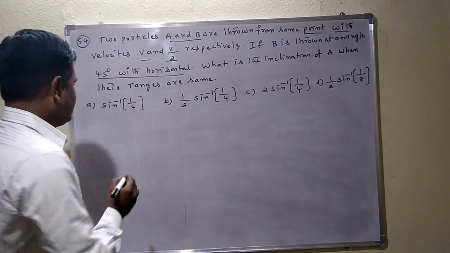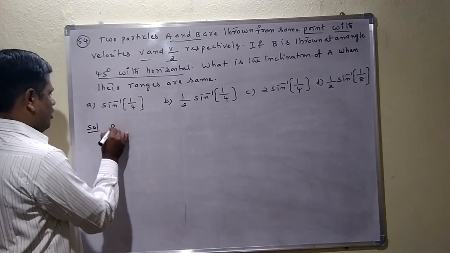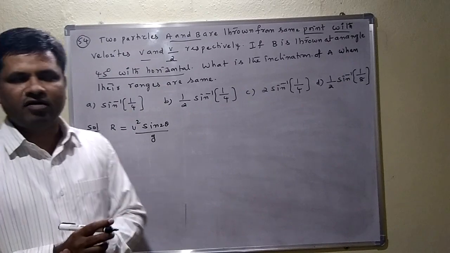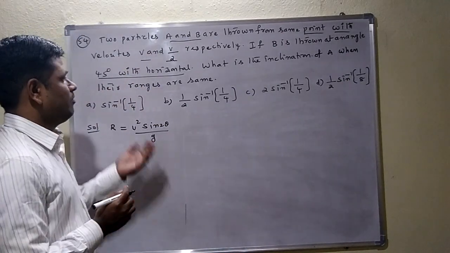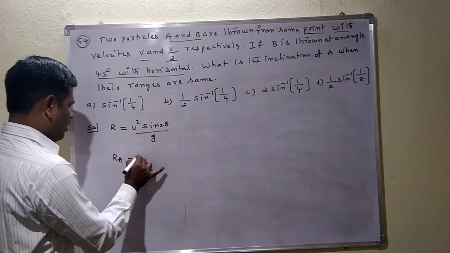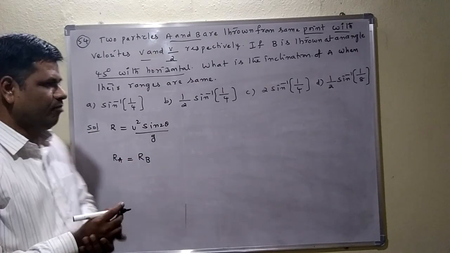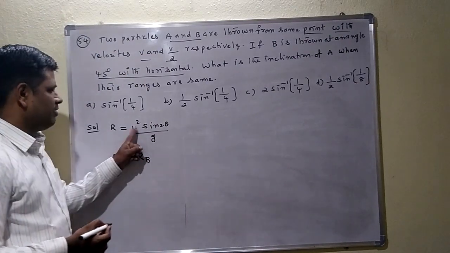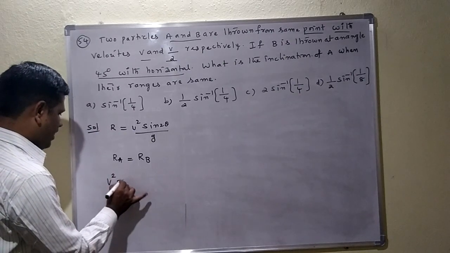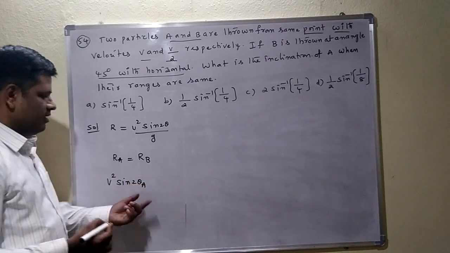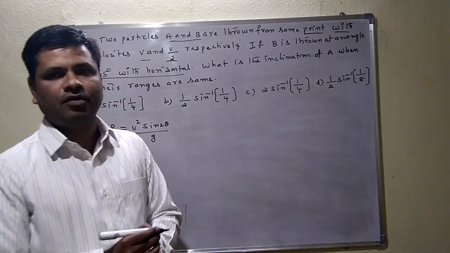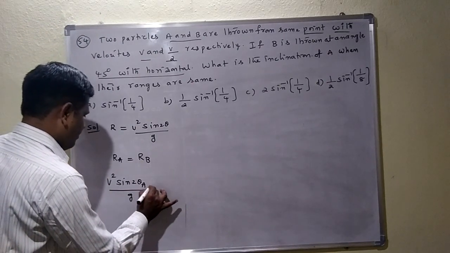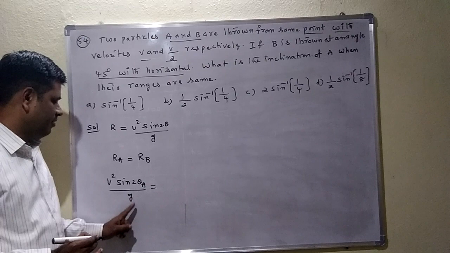See, here the range formula is R = u² sin 2θ / g. This is the general formula for the range. Here the ranges of both are the same, which means R_A = R_B. The range of particle A and the range of particle B are the same. First, particle A's velocity is V, so in place of u I write V² sin 2θ_A / g. The angle of inclination of A we don't know; that value we have to find.